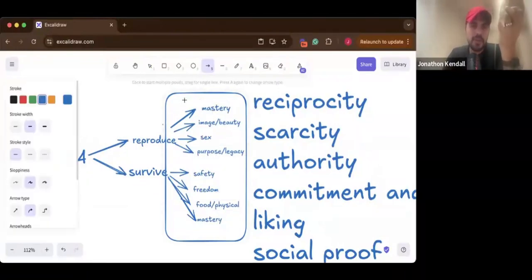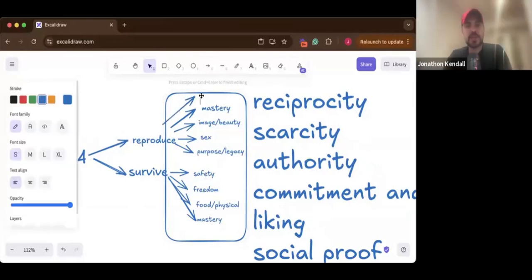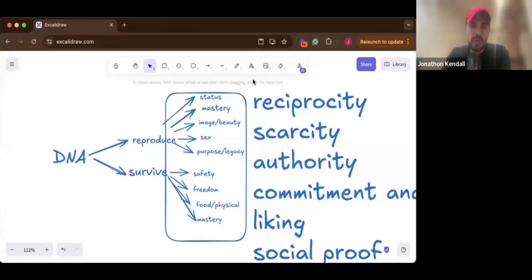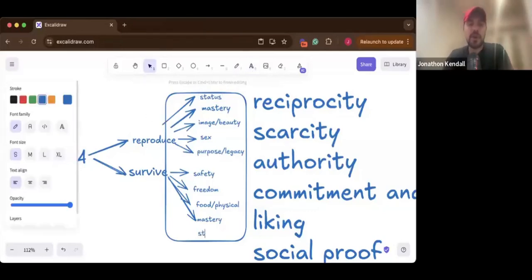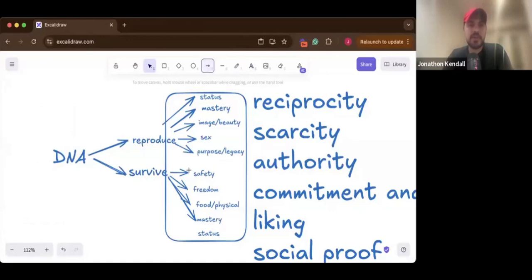There's one other that's kind of for both of them, which is status. A lot of times people buy fashion, for example, for status. And status is actually for reproduction in one way, but it's also for safety in another way. Why is status for safety? This is interesting psychology.